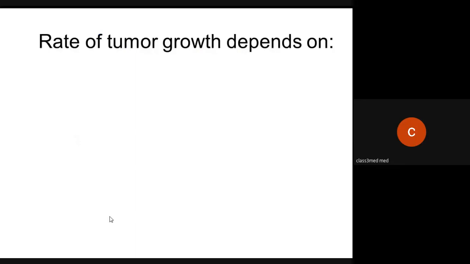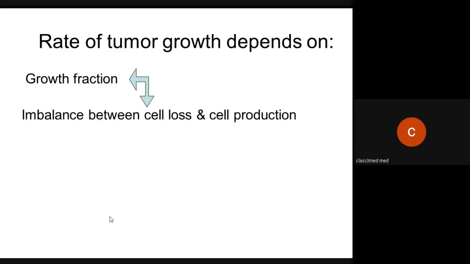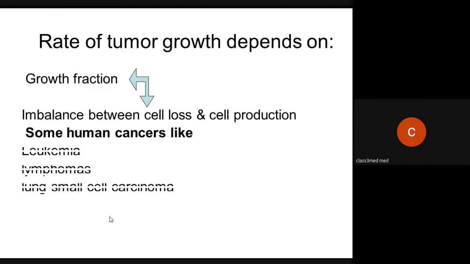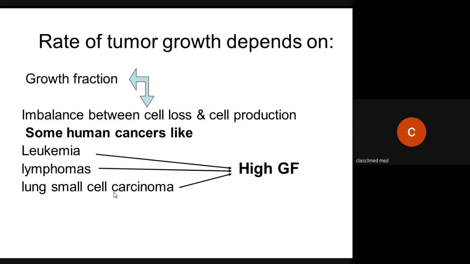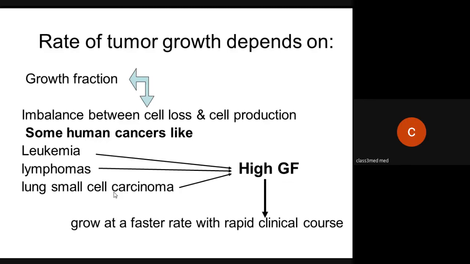So the rate of tumor growth is determined by the growth fraction, the balance between tumor cell proliferation and tumor cell loss. Some human tumors, for example small cell carcinoma, acute leukemia, and high grade lymphomas, usually have a high growth fraction. So is the clinical course of these tumors rapid or slow? Rapid, okay? Because they grow more rapidly. They have a high growth fraction, and the vast majority of the tumor cells are proliferating. So they are characterized by a rapid clinical course, rapid enlargement, and early aggressive behavior.